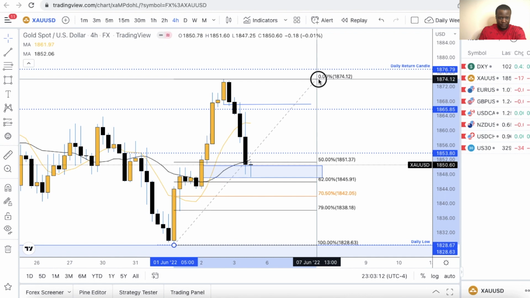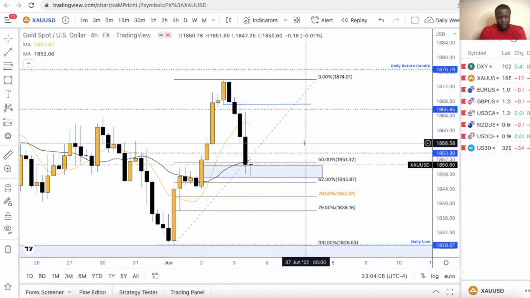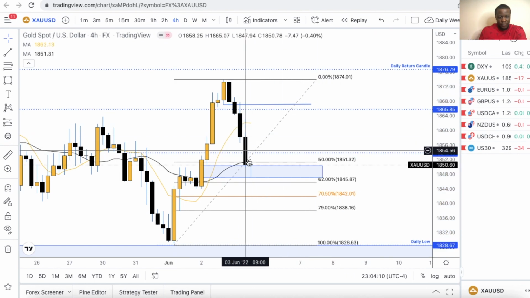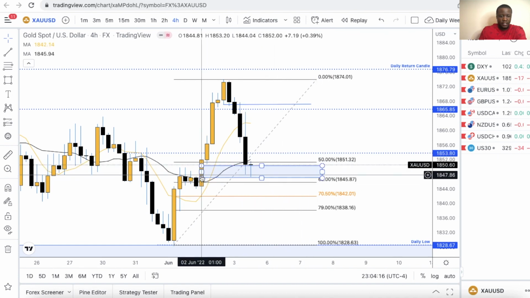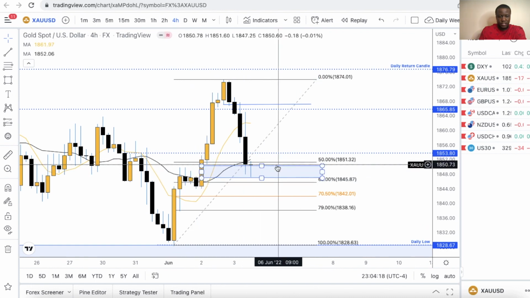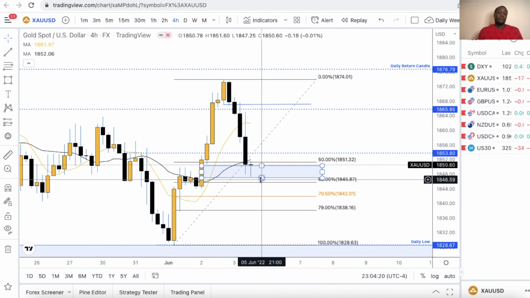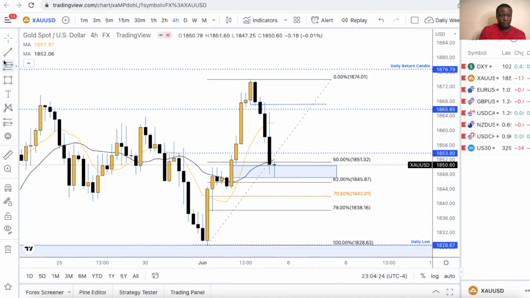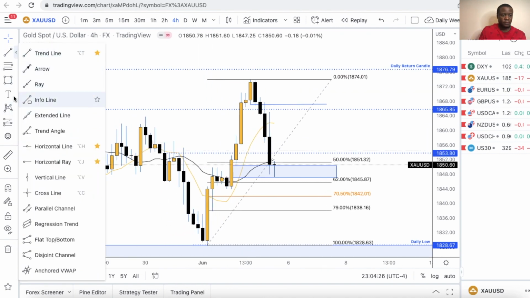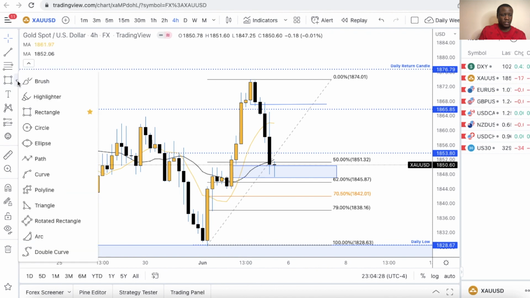All right, so Fibonacci from the low to the high. All right, and it does confluence, as you can see, with this gap right here and the down candle. So potentially you would want to enter. So confluences, mark up this tool right here.